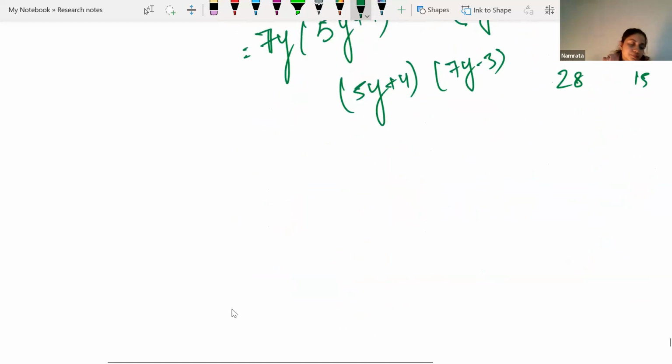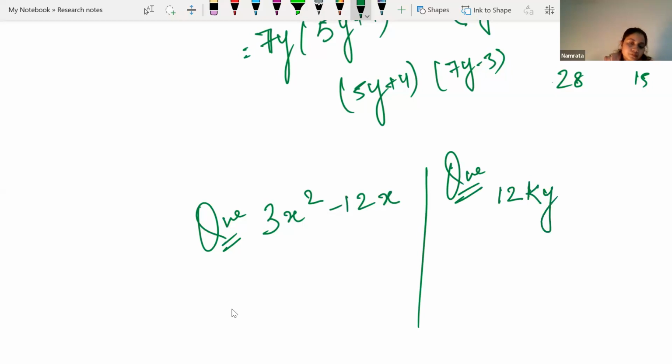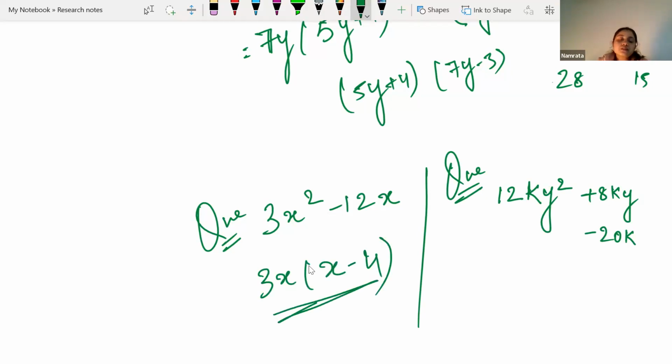The next one is 3x square minus 12x. How to do the factorization over here? Anyone? How to do the first one? Here, can we take 3x as common and the remaining will be x minus 4? And that is our factorized form, right? Yes, ma'am.